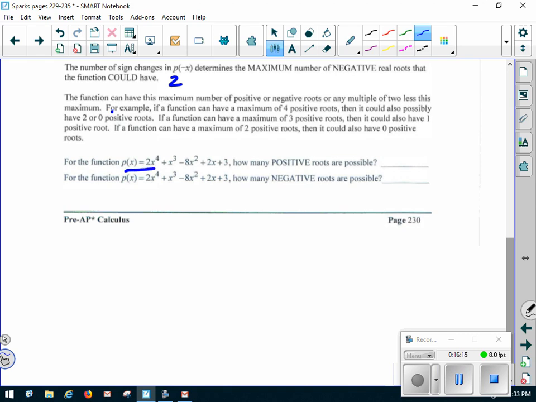For this function, how many positive roots are possible? Well, we figured that the maximum number of positive roots possible was 2. But based on what we read right there, it might also have 0. It might not have any positive roots.